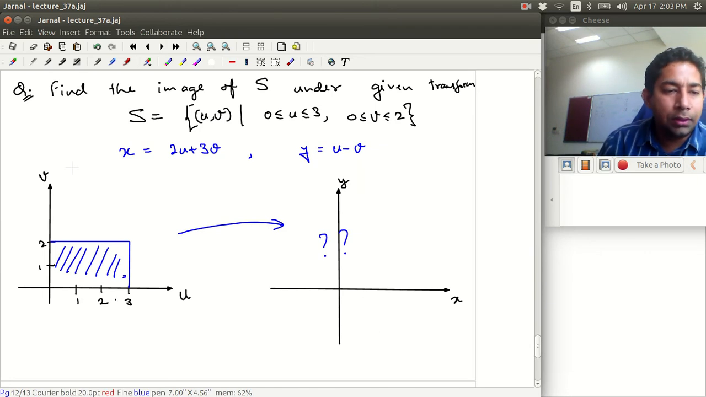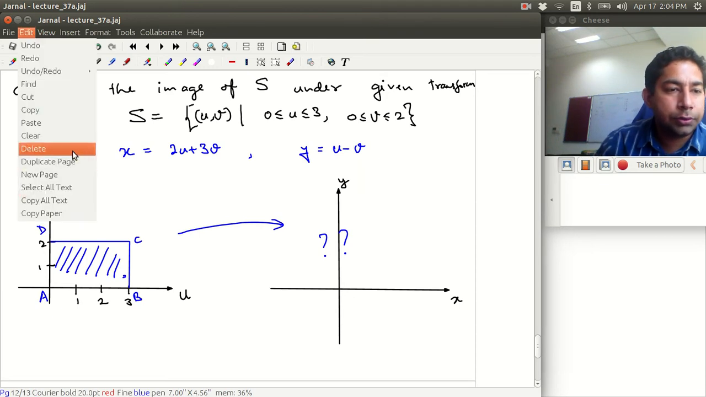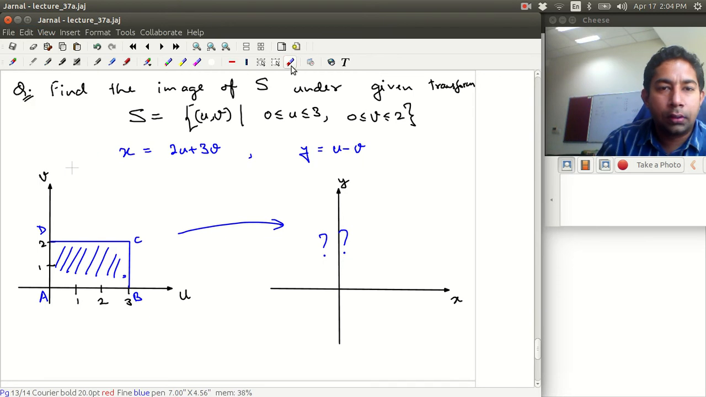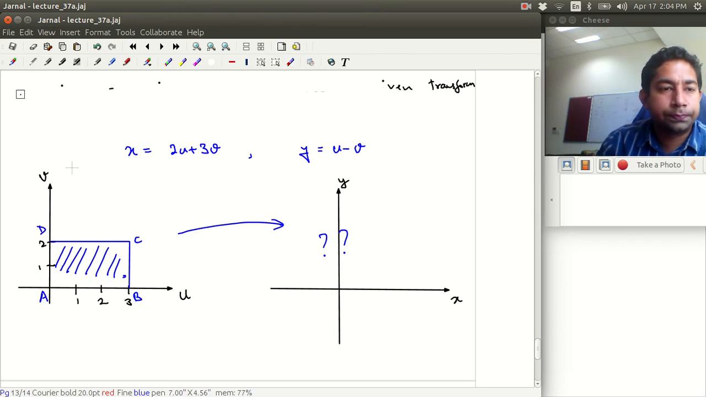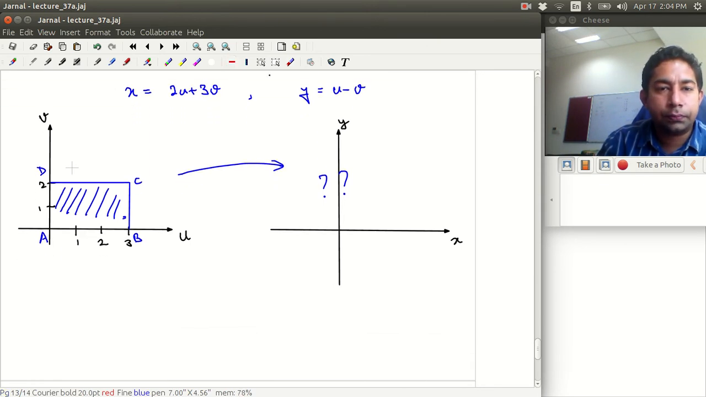So let's label the corners of the rectangle in the uv plane as A, B, C, D. Let's duplicate this page and create some space. We don't need this anymore for some time. Let's erase that question mark as well.